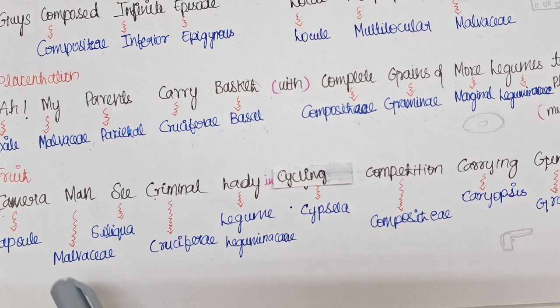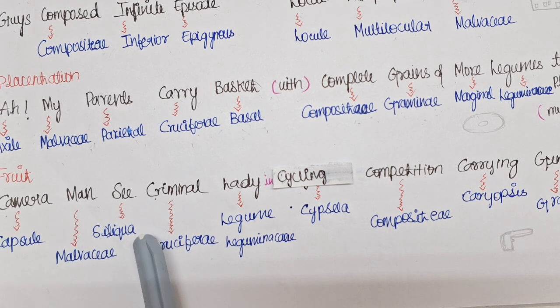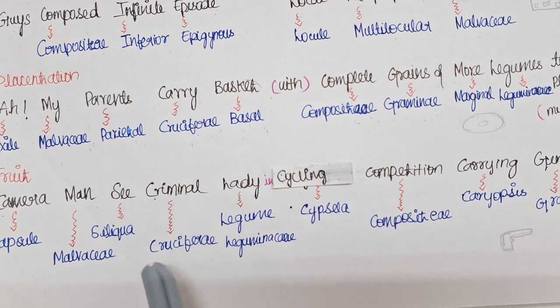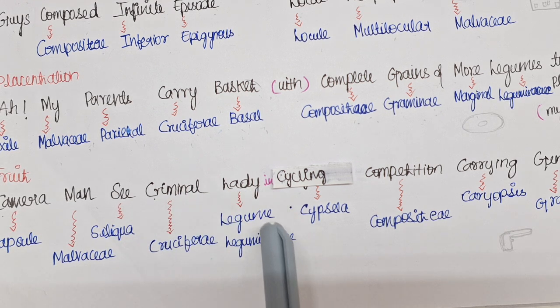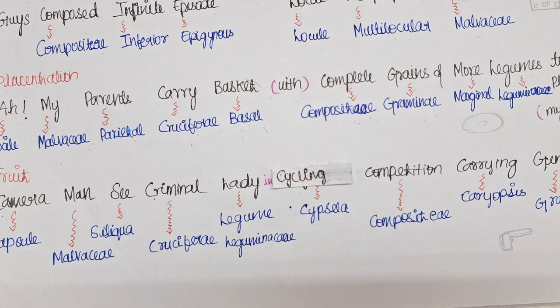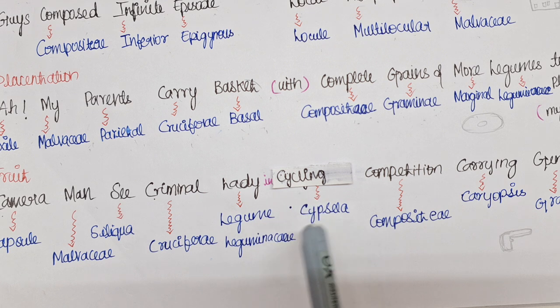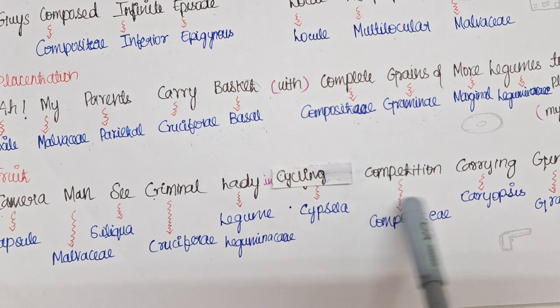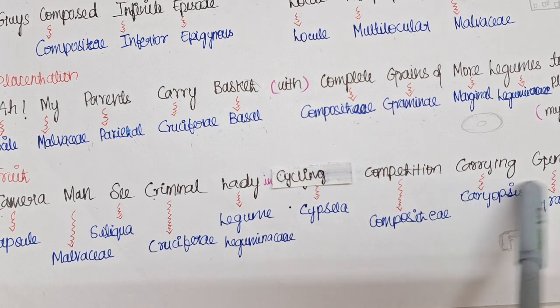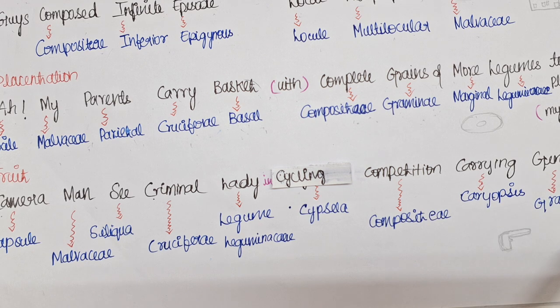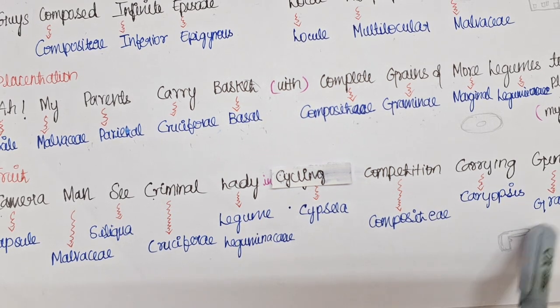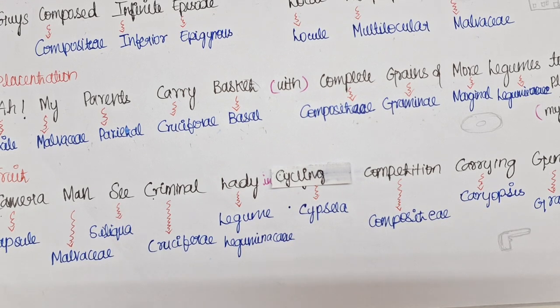Okay, so now next one. C is for siliqua. So criminal is for CR, cruciferae. Lady is for legume, so leguminosae. Now cycling is for cypsela. And competition, comp, you will know composite. Carrying, caryopsis. Gun, graminae. Did we cover all the families? Yeah. Malvaceae, cruciferae, leguminosae, compositae, graminae.